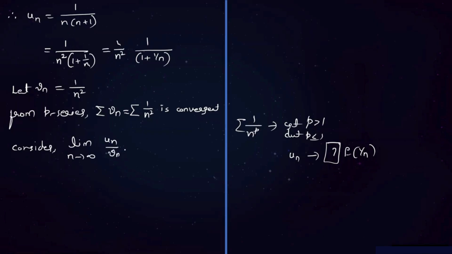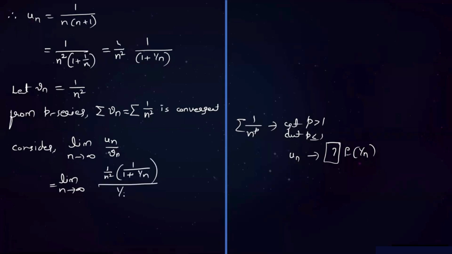So it is limit n tends to infinity of un by vn. What is un? You see all this: 1 by n square into 1 divided by 1 plus 1 by n. Then all this is divided by vn, which, as we assumed, is 1 by n square. So clearly 1 by n square can be cancelled out. So what remains? Only 1 divided by 1 plus 1 by n.